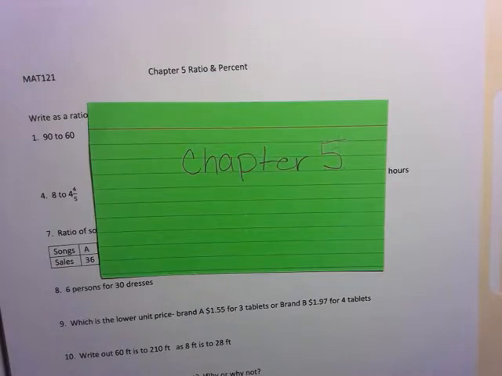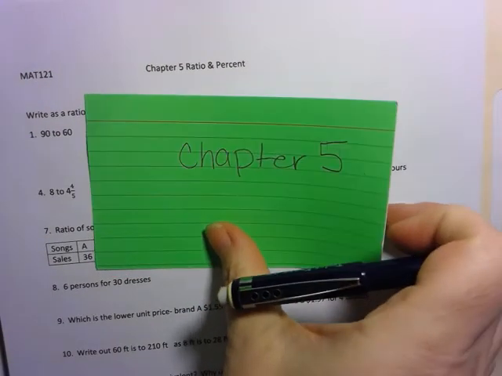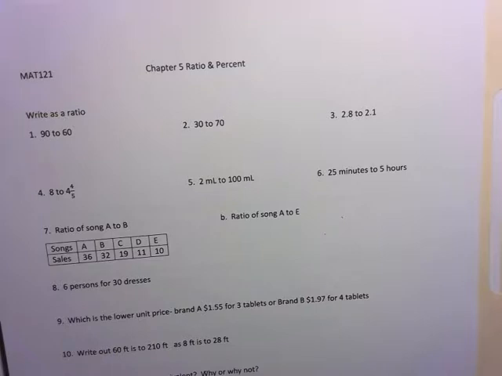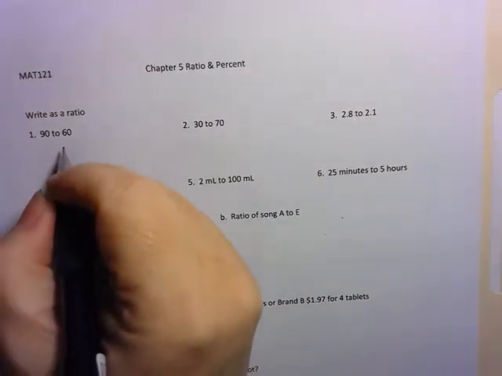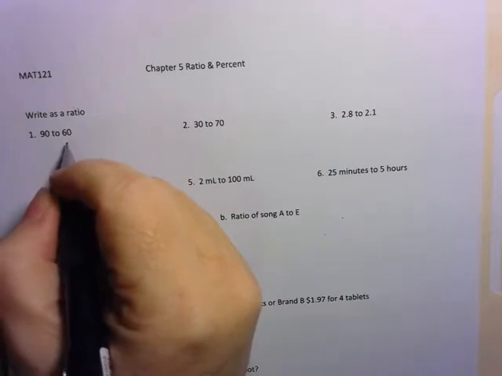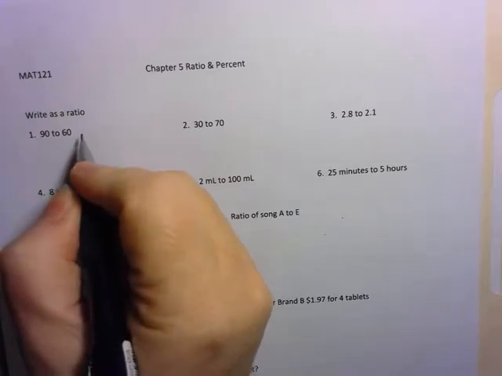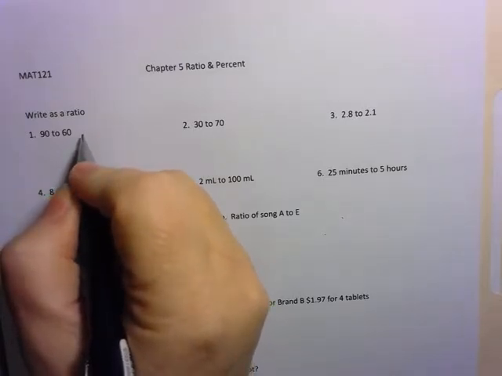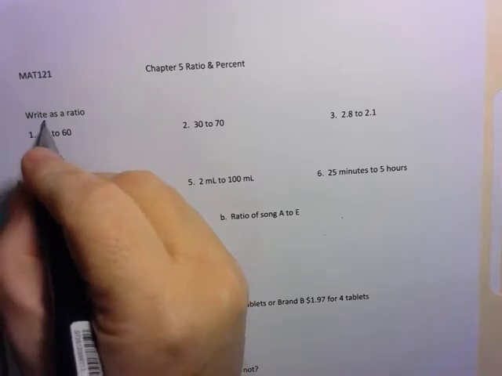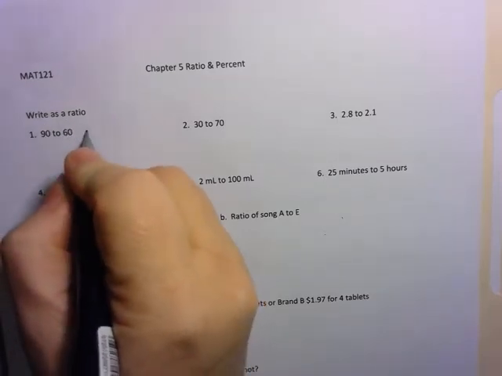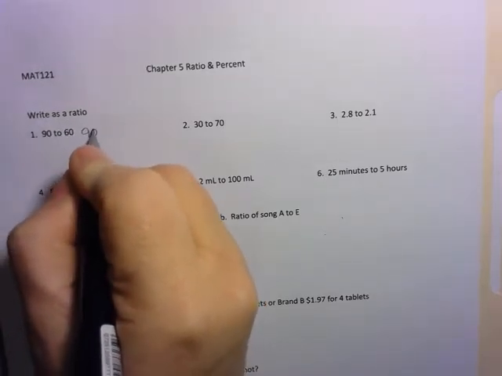Chapter 5, Ratios and Percents. We will use ratios somewhat in Med Math, so it's important that we understand the conceptual aspect of what a ratio does. So here we're just simply going to write as a ratio 90 to 60.